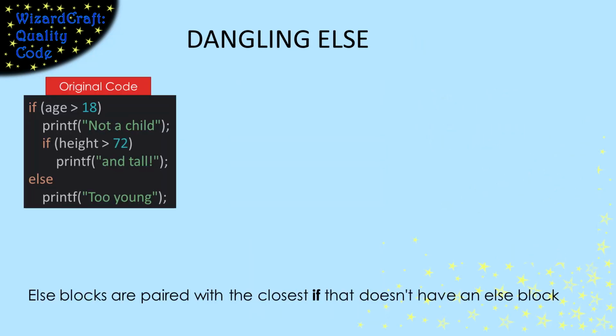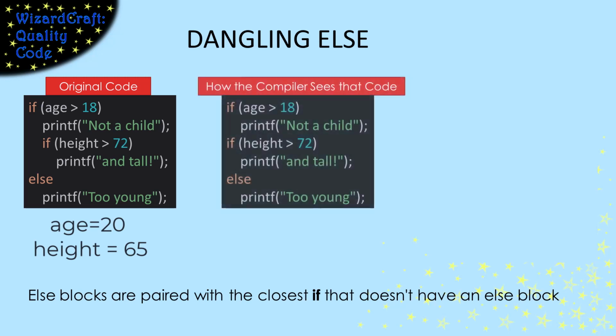One other thing related to those curly brackets. If you don't always include them, sometimes you can run into a situation called the dangling else problem. Look at this code. Humans reading this group the code based on the indentation. If we said age 20 and height was 65, it looks like it would say not a child. However, this is how the compiler will see that code.